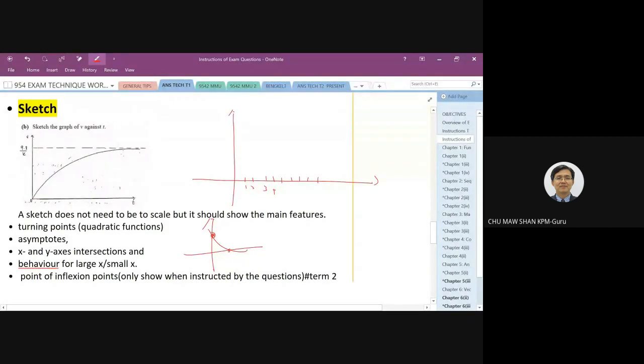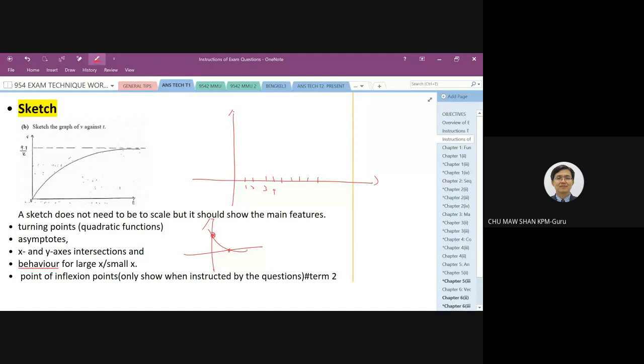Next, behavior for large x or small x. You have to consider when x is getting larger and larger, what happens to y? Or going smaller and smaller, what happens to y? You have to investigate. Maybe you can use your calculator and check. You key in the function and input x as 10, and if you want to go larger, 100, 1000. Observe how y changes.